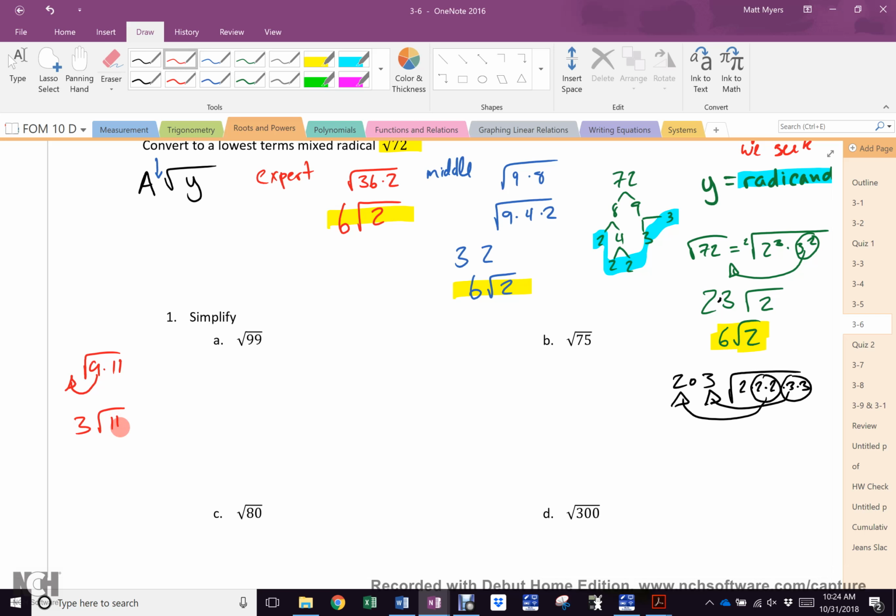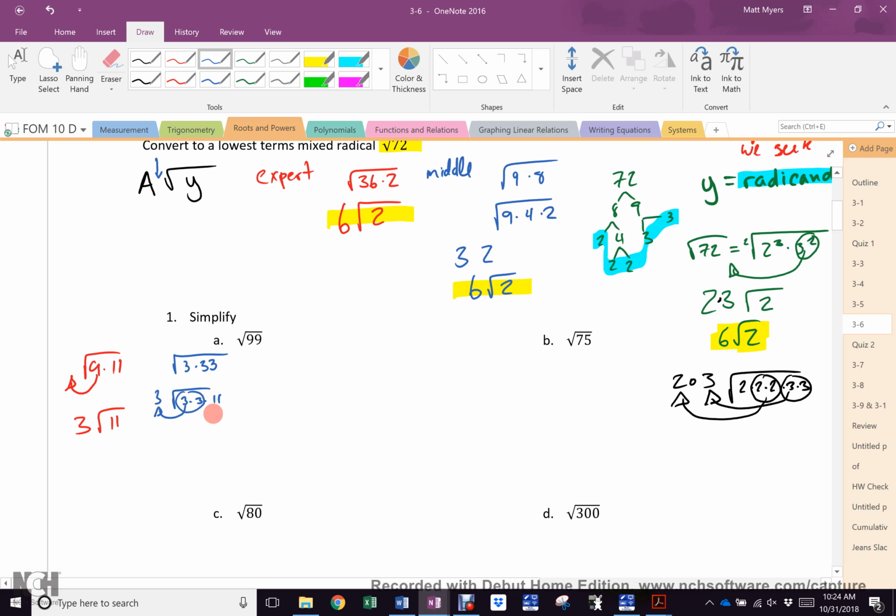Okay. Can't really do the middle one here because it is only 9 and 11, right? Actually, we could. Let's do the middle one. Isn't this also 3 times 33? Isn't it? Okay, still no perfect squares there, right? So isn't it also 3 times 3 times 11? There's a group of 2. Out comes a 3. What did I leave under there? 11.